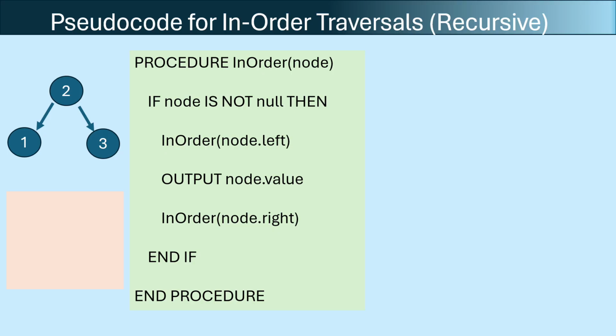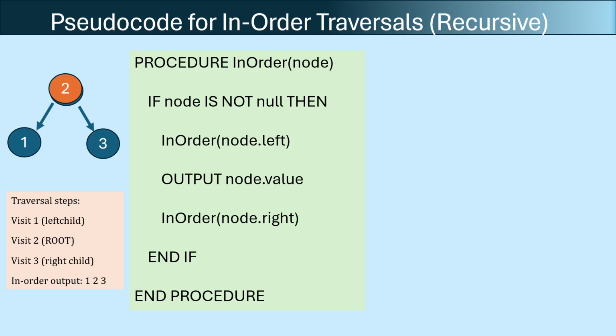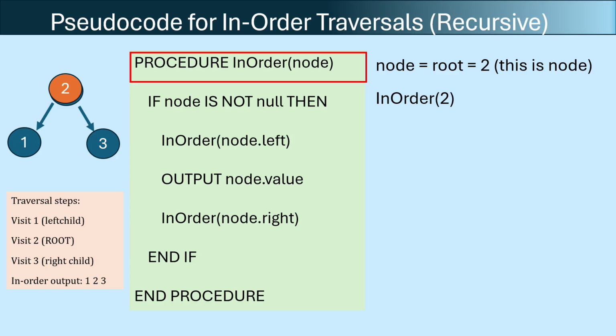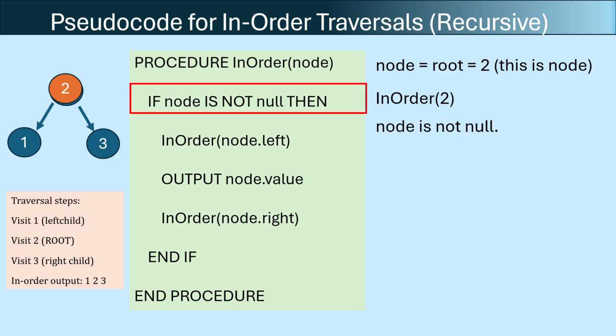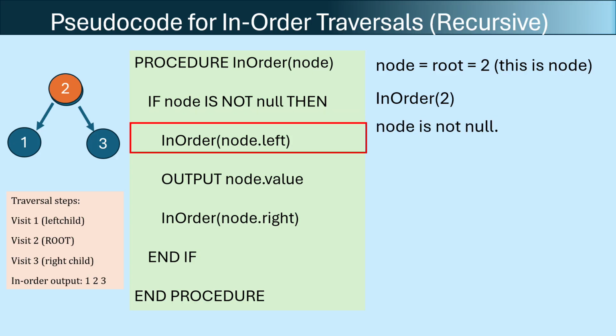Next, we'll look at the in-order traversal. So in in-order traversal, we will first look at the left child, then the root, then the right child. The output would be 1, 2, 3. So we always start with the root. So this is 2. So in order 2. It is not null. Now we're going to look at the left side of 2.